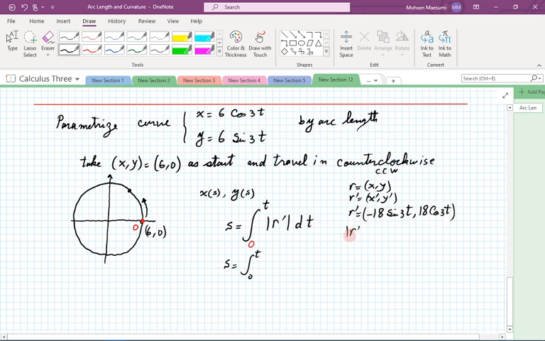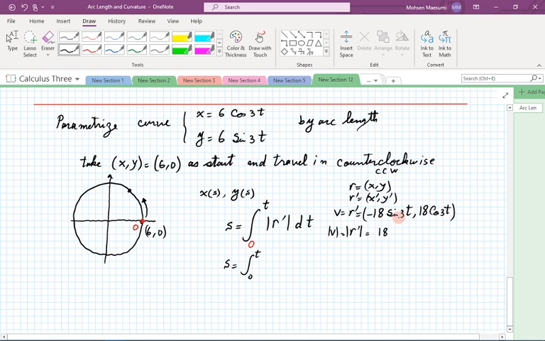R prime in absolute value, which is the same as the velocity. So this is just the velocity in absolute value. Well, I have to square these two and add them up, and again in this very easy example, when you do that, you just get 18.